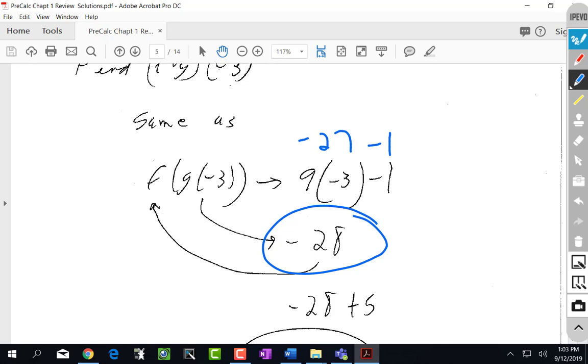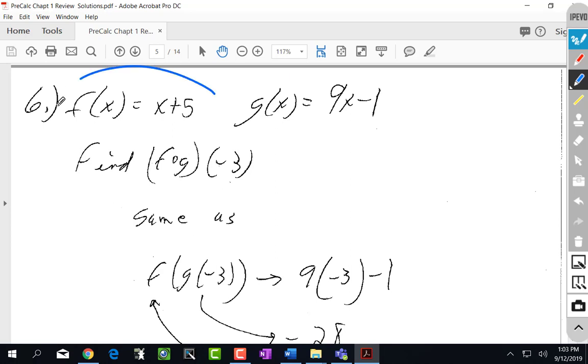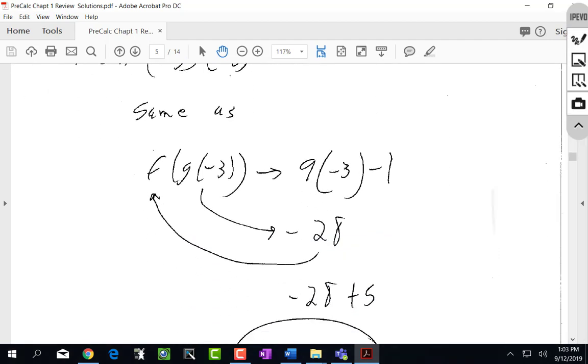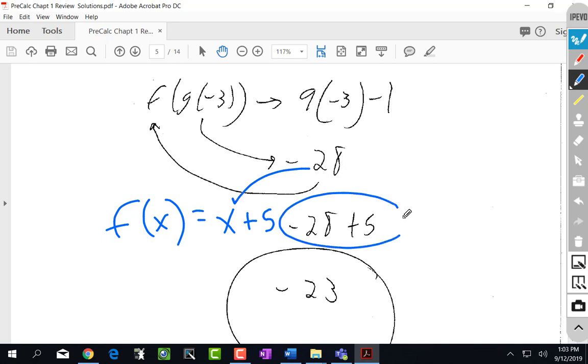So now that I know negative 28 is my answer, I'm going to substitute it into my f equation. So negative 28 goes into f. Let's go find my f equation here. My f equation is x plus 5. So I'm going to substitute negative 28 into that f equation. Remember, f of x equals x plus 5. Substituting negative 28 into it gives me negative 28 plus 5, and negative 28 plus 5 is going to be negative 23.